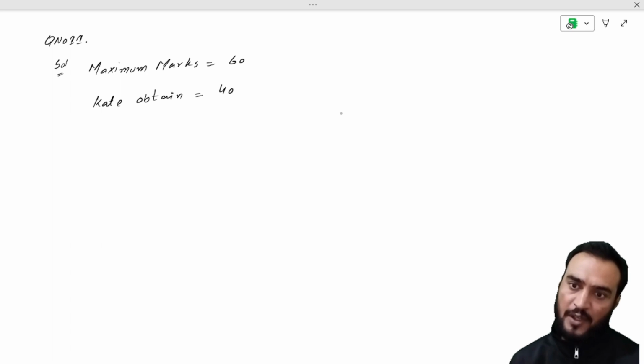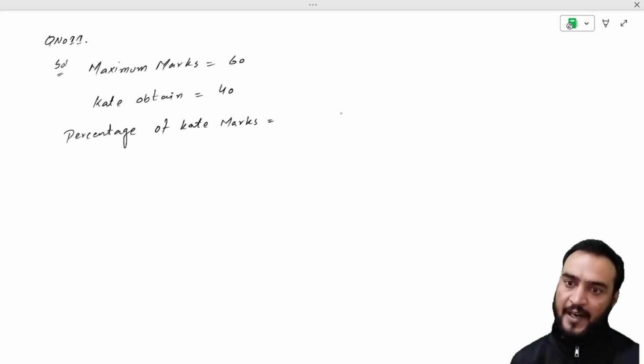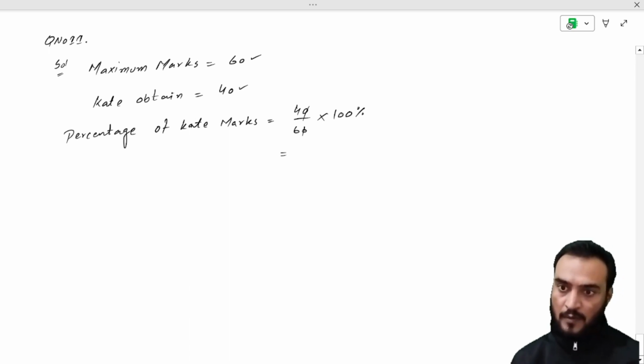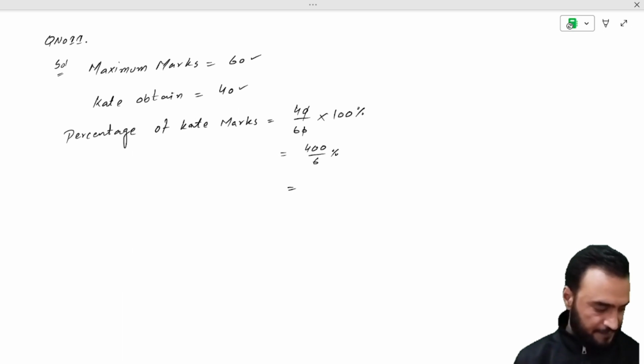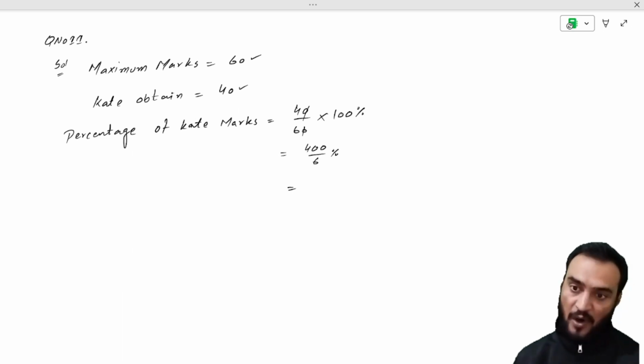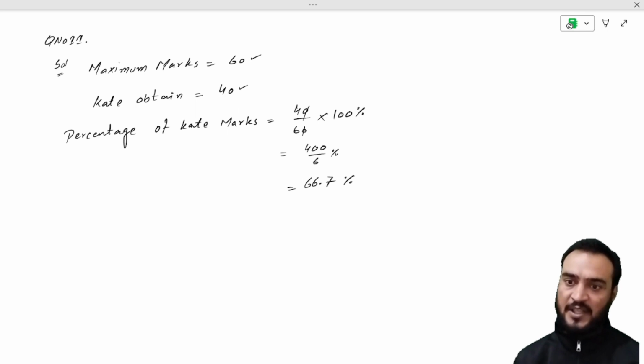Kate obtained 40 marks. Percentage of Kate's marks is equal to Kate's obtained marks, 40, over the total marks, 60. So 40 divided by 60 times 100%. Simplifying, we get 400 over 6%. And what is 400 over 6? 66.7%. This is the percentage of Kate.